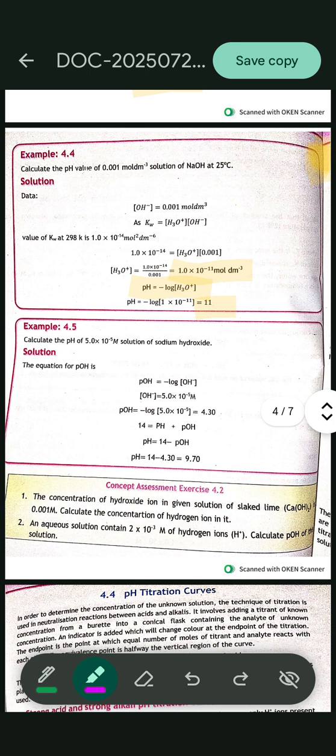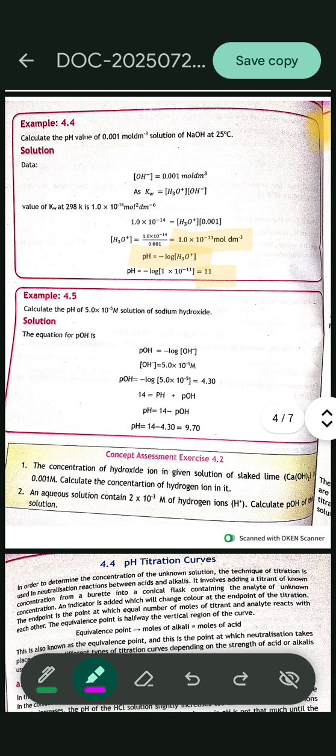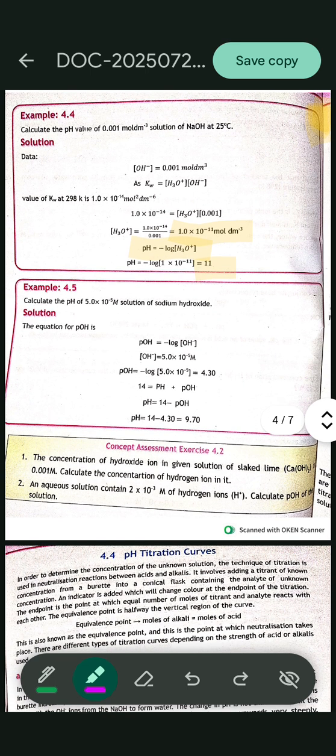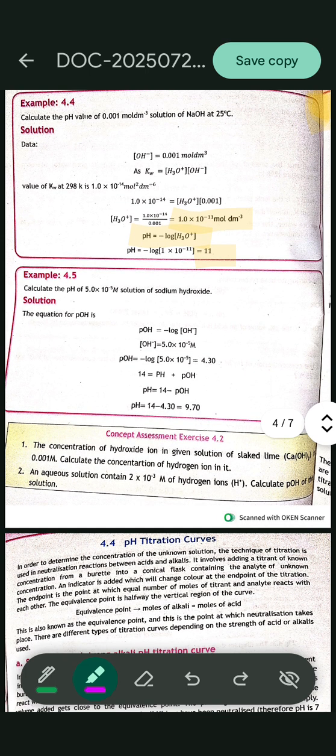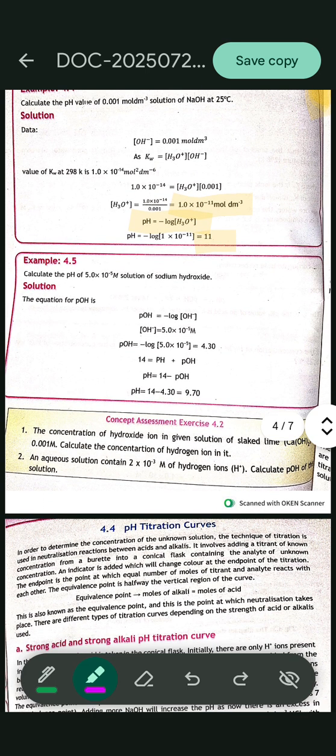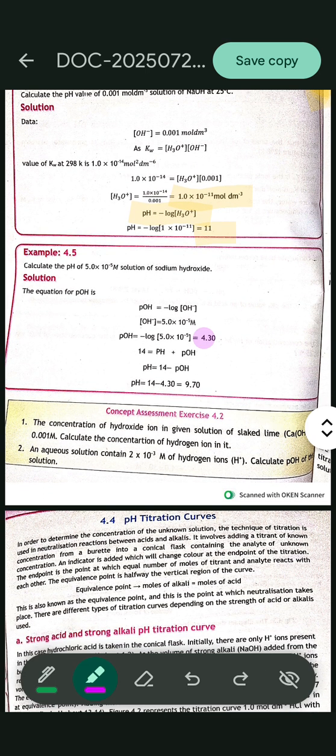Now we have another example 4.5, in which the value of OH negative is given, and we have to calculate the pOH. So first of all we will calculate the pOH, that comes 4.30, and after that we will calculate the pH by substituting this value in that, and got the final pH value, that is 9.70.